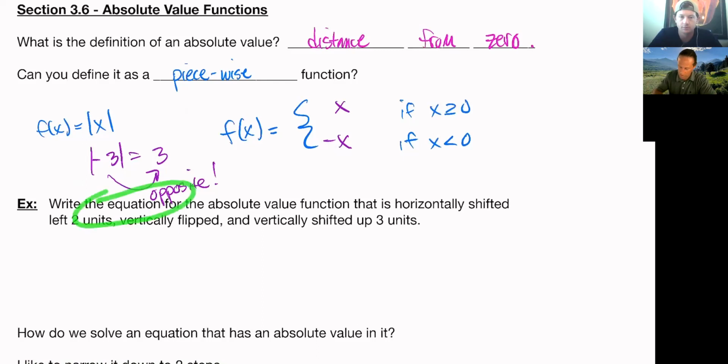Okay, so let's see if we can put these things together. Let's write an equation for the absolute value function that is horizontally shifted left 2 units, flipped vertically, and also shifted up 3 units vertically. I'll give you 30 seconds. See if you can come up with the absolute value function based on those things. Ready, go.